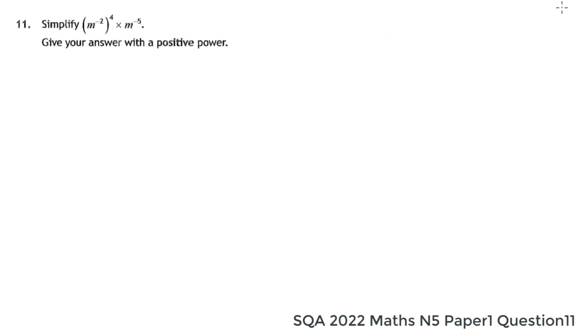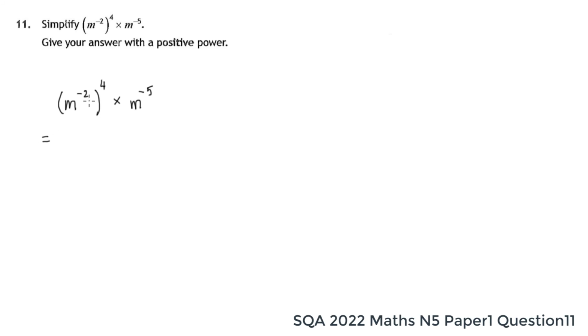So here we have an indices problem. We're asked to simplify this expression: m to the negative 2, to the power negative 2, and that is raised to the power 4. We've then to multiply the result by m to the negative 5.